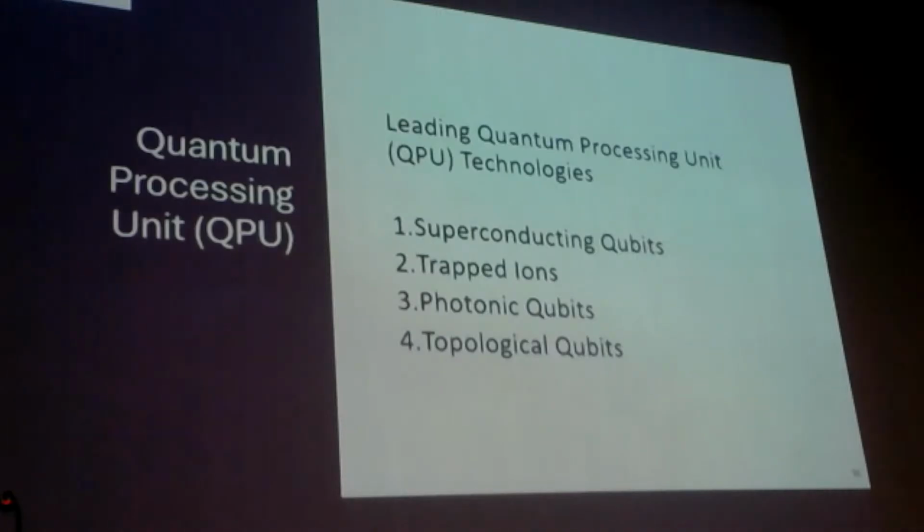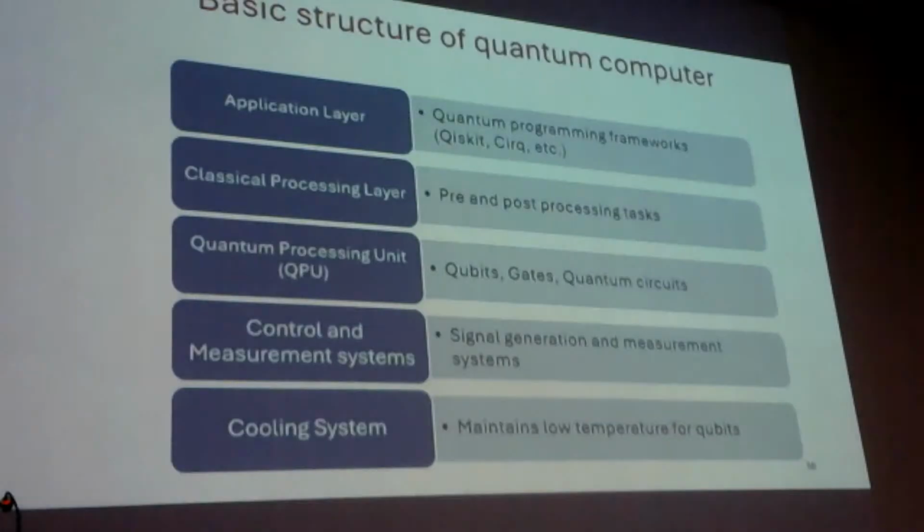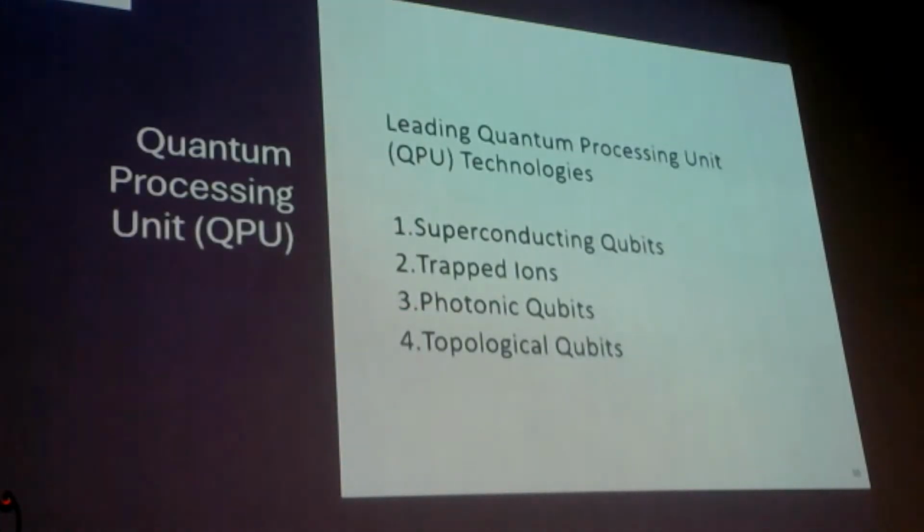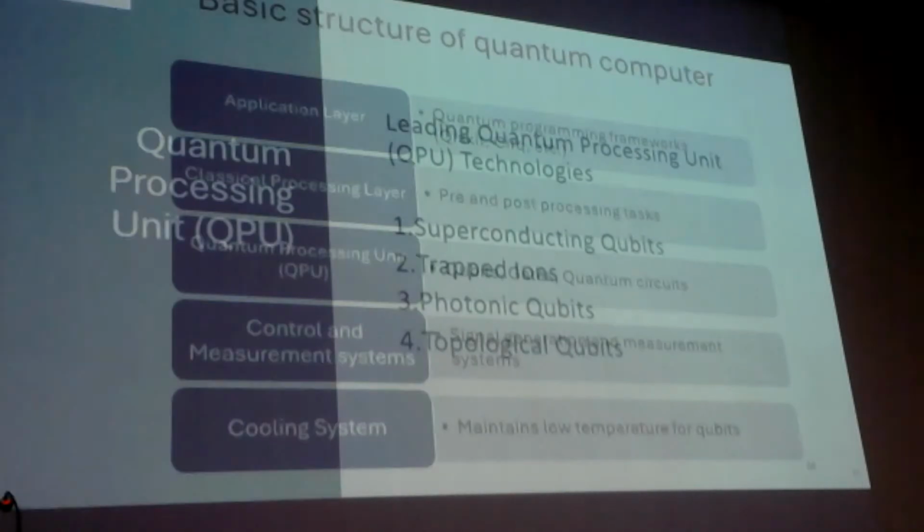Now, as I said, the types of quantum computers that you have depend on what is the leading quantum processing unit technology that is adopted. Now, what is popular is superconducting. Okay. So superconducting qubits, trapped ions, photonic qubits, and topological qubits. Now, we'll discuss that a little in detail later in the types. But for now, with respect to the quantum processing unit, it can be designed with any of these.